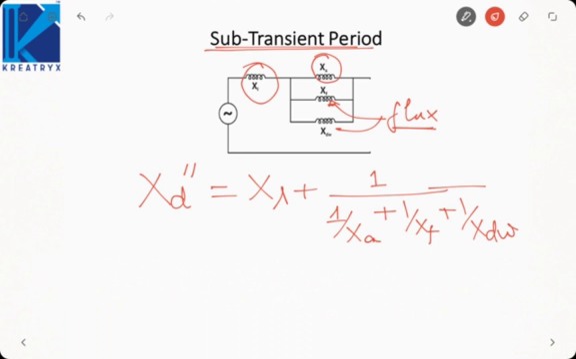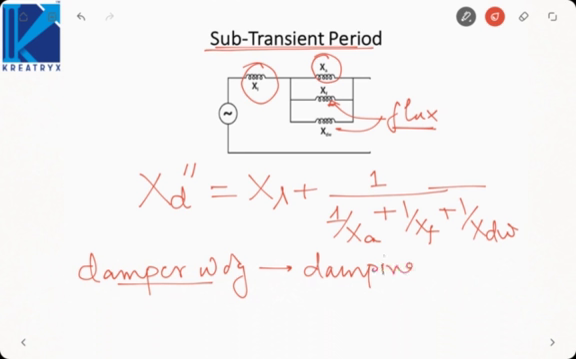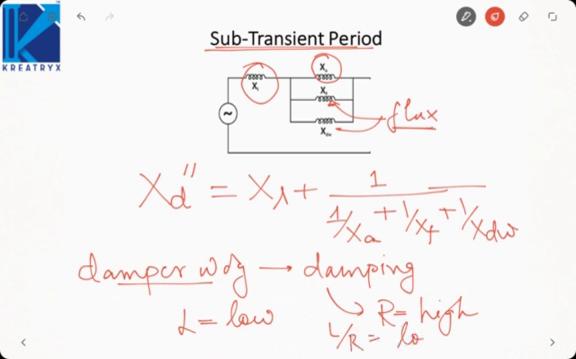Now usually what happens is, what is the use of damper winding in a machine? As we have studied in case of machines, damper winding damps out the oscillation. Since it provides damping, it must have energy loss, so its resistance is high. Inductance will be low. So we can say the L by R ratio is low.